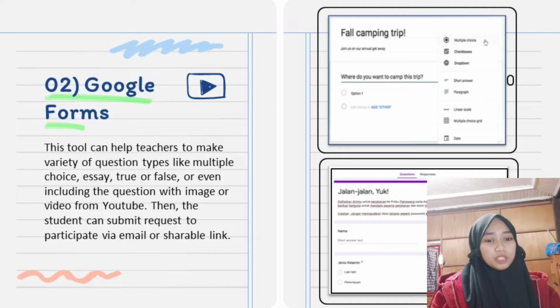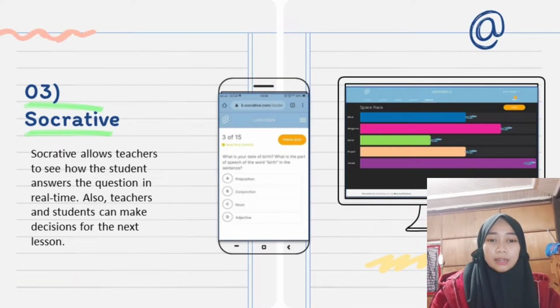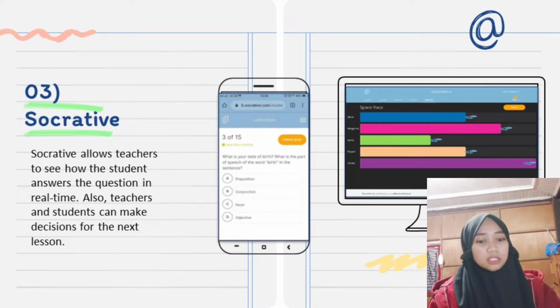This tool can help teachers make a variety of question types like multiple choice, essay, true or false, or even include questions with images or videos from YouTube. Then, students can submit responses via email and a shareable link. And the next is Socrative. Socrative allows teachers to see how the students answer the questions in real time. Also, teachers and students can make decisions for the next lesson.